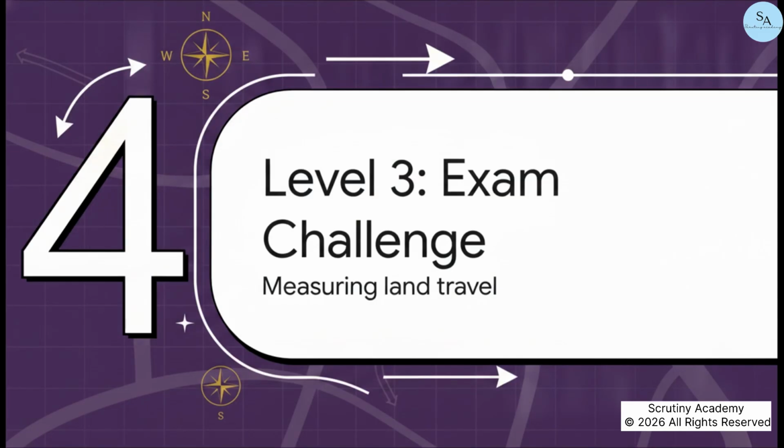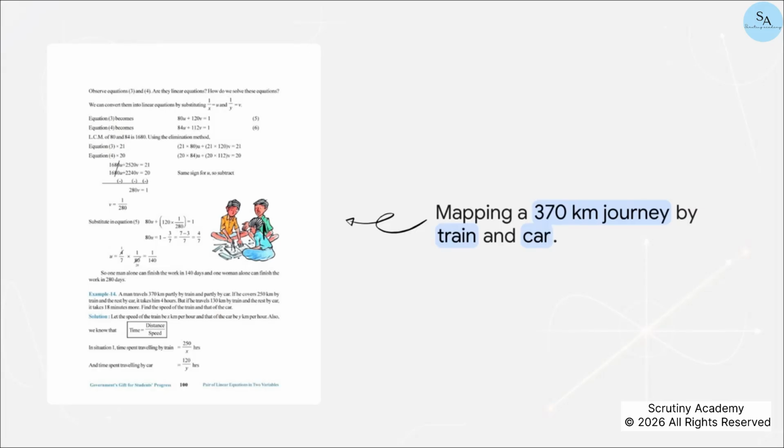Okay, deep breath. Section 4, Level 3, the Board Exam Challenge. This one is all about measuring land travel. I want you to stay totally relaxed because you are completely ready for this. In example 14, we're tracking a traveler who covers 370 kilometers total. He travels partly by train and partly by car, and his total travel time shifts depending on exactly how he splits the journey between the two vehicles. This is a classic real-world logistics problem.